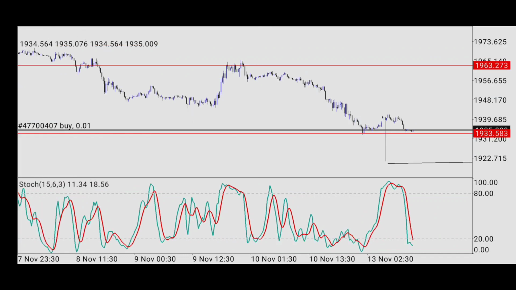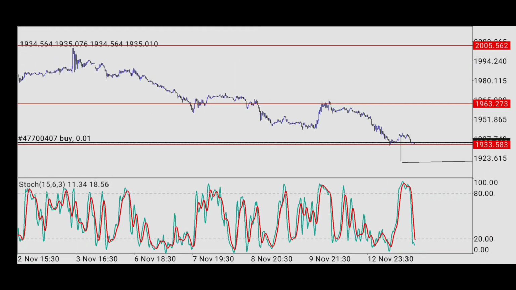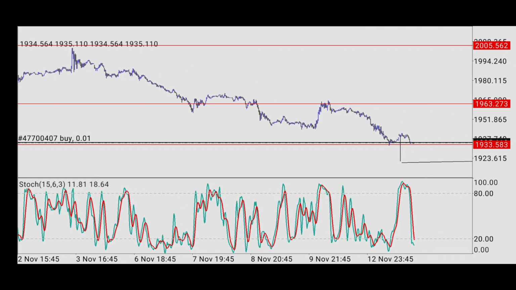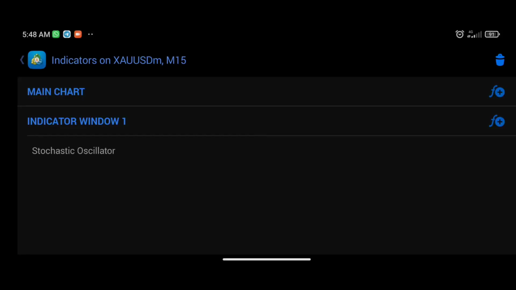But then as you can see on the smaller time frames like 15 minutes and so on, the 15 minutes is actually oversold, but then 30 minutes, 45 minutes, 1 hour and stuff, you still have to wait a bit. Okay, so depending on what strategy you use, if you combine this with your moving averages, then you'll be more or less able to check whether you should buy or sell.